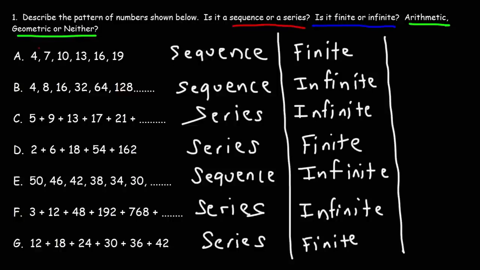So for A, notice that we have a common difference of 3. 4 plus 3 is 7. 7 plus 3 is 10. So because we have a common difference, this is going to be an arithmetic sequence. For B, going from the first number to the second number, we need to multiply by 2. 4 times 2 is 8. 8 times 2 is 16. So we have a common ratio, which makes this sequence geometric.